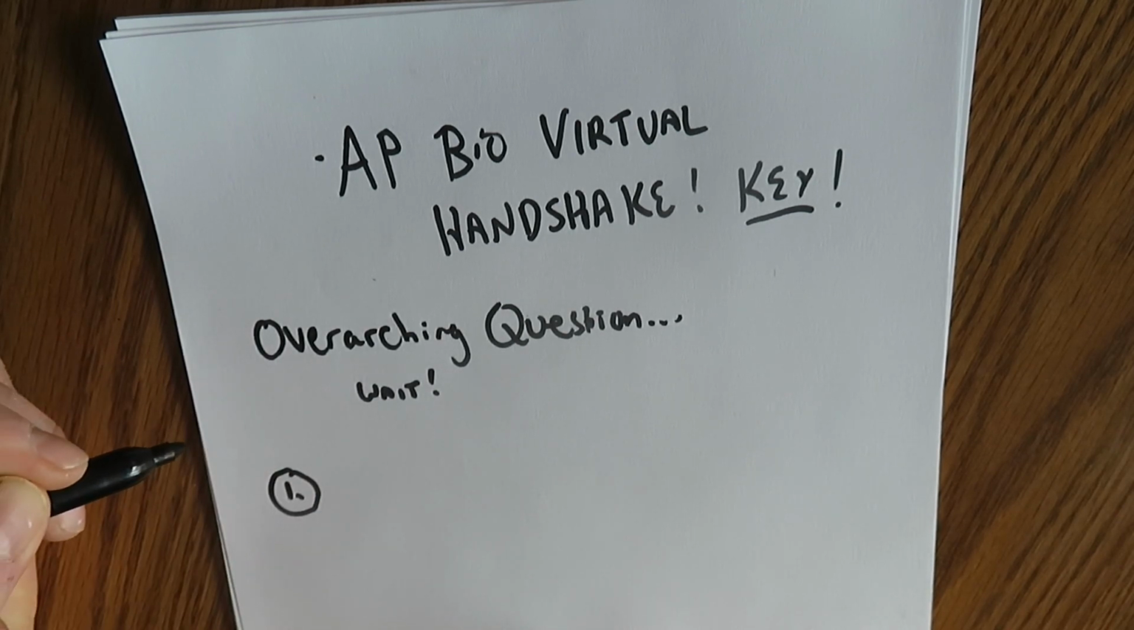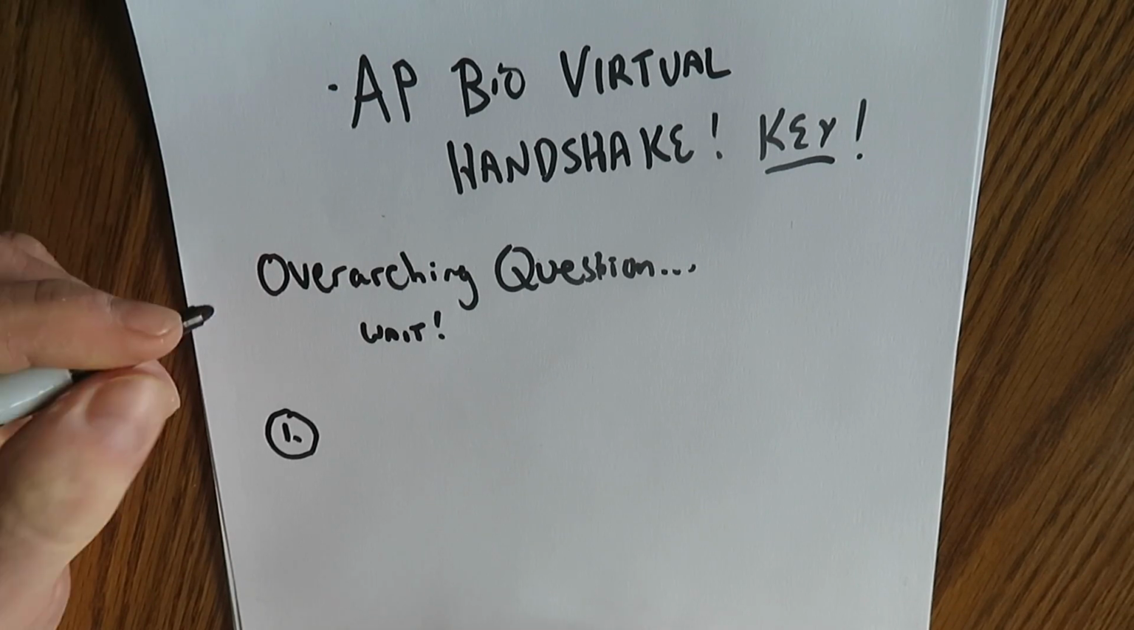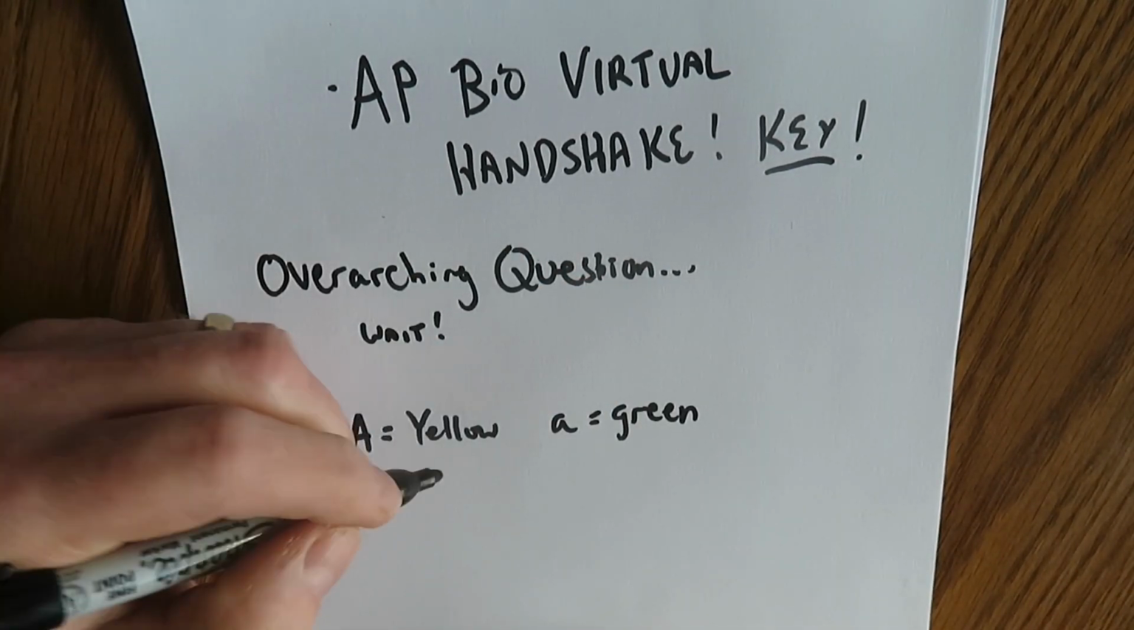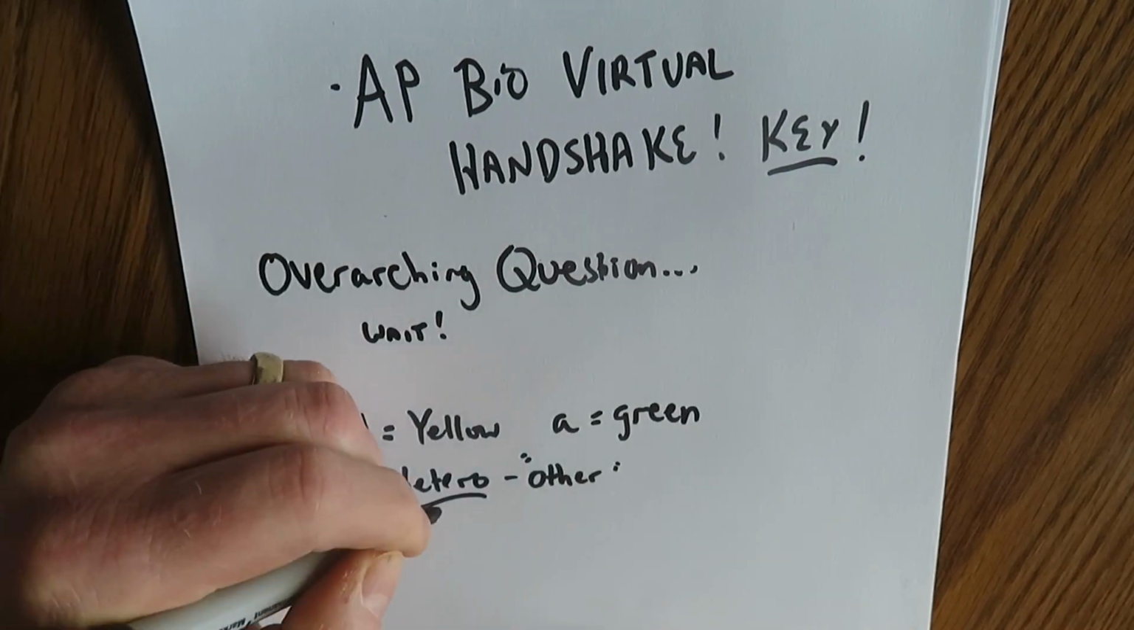Here's the first problem. We're looking at the idea of a monohybrid cross. That means just one trait considered. In this case, a yellow pea versus a green pea. By trait, then that would be pea color.